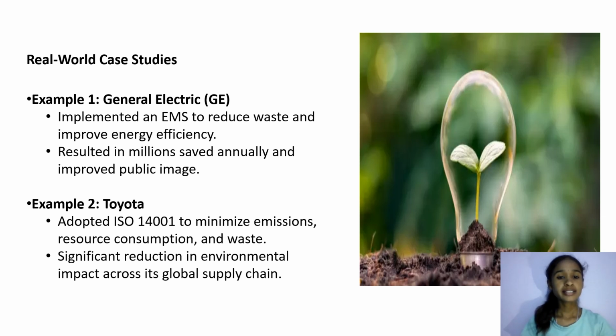Example 1, General Electric. Implementation of EMS to reduce waste and improve energy efficiency resulted in millions saved and improved public image. Next, example 2, Toyota adopted ISO 14001 to minimize emissions, resource consumption and waste. Significant reduction in environmental impact across its global supply chain.